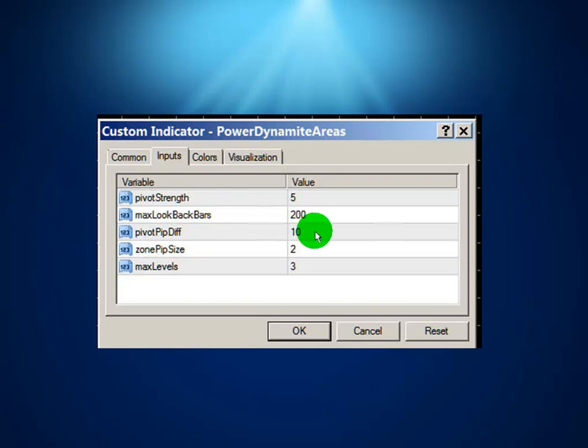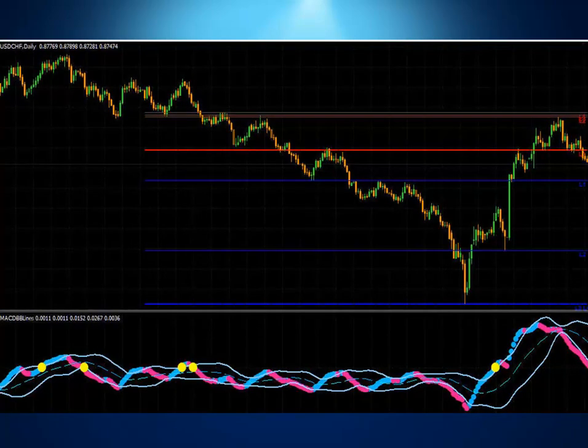Okay, now let me demonstrate right here the power of this Power Dynamite Areas software right in front of your eyes. Here we have the US dollar Swiss franc currency pair daily time frame. As we can see here on the chart, this software generates these significant support and resistance areas in red and blue colors. Now, pay close attention to the areas here, around 0.9300.